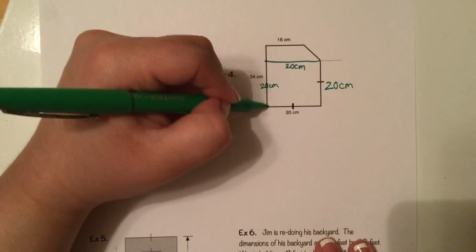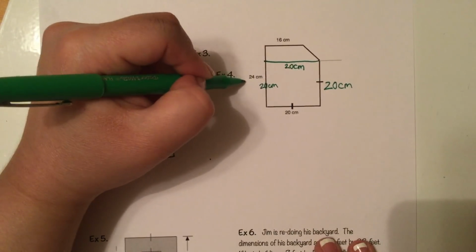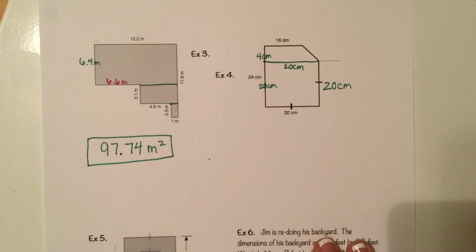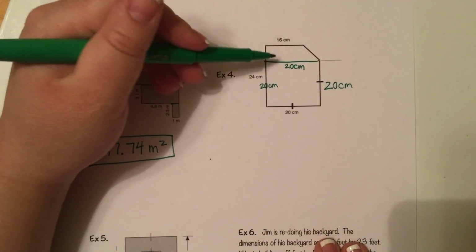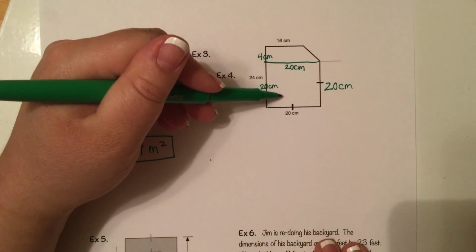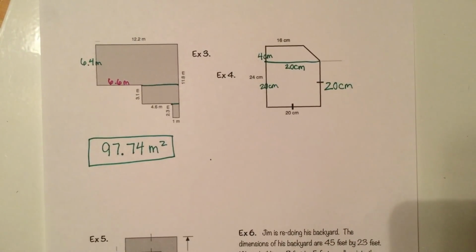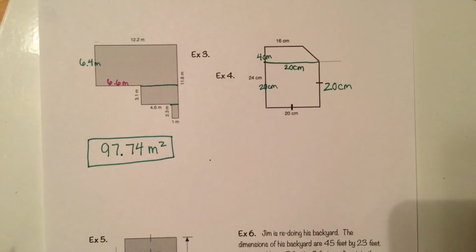Well, if this is 20 centimeters and this whole thing together is 24 centimeters, then that means this top part has to be 4 centimeters. Okay, now I can go ahead and find the area of the trapezoid, find the area of the square, add them together, and get my total composite area. Again, why don't you pause the video and come back when you're ready to check your answer.